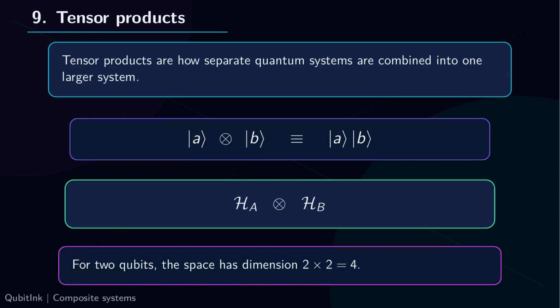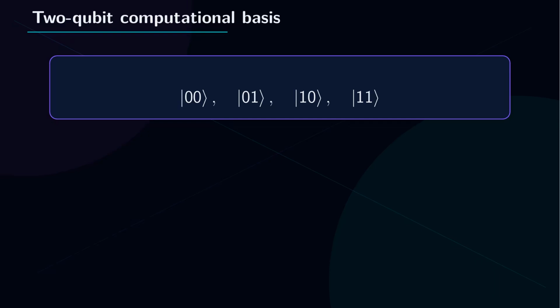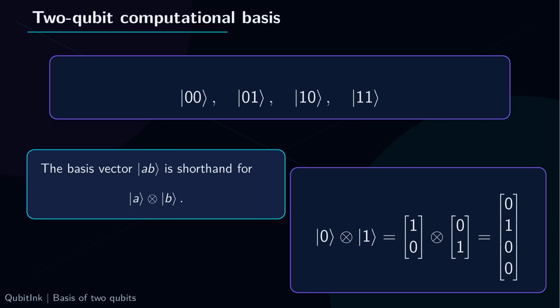Two qubits each have dimension 2, so together they form a four-dimensional state space. The computational basis of 2 qubits therefore contains 4 states: ket 00, ket 01, ket 10, and ket 11. Each 2-qubit label is shorthand for a tensor product. For example, ket 0 tensor ket 1 becomes the 4-component column shown on the right.